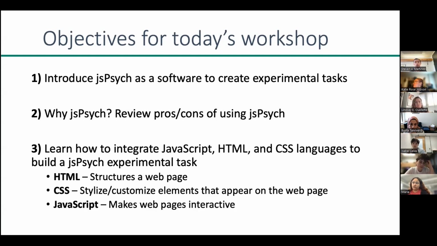CSS is what's used to customize elements that appear on the web page. So that's font size, font color, the background of the web page, stuff like that, which will be pretty useful for tasks. And then JavaScript is what ultimately makes these web pages interactive. So basically all that jsPsych is doing is providing a skeleton that lets you map these languages onto certain libraries in JavaScript that we can use to make tasks. And I know that sounds a little bit abstract, but I'm just trying to preface it and then we'll work through mapping that on.